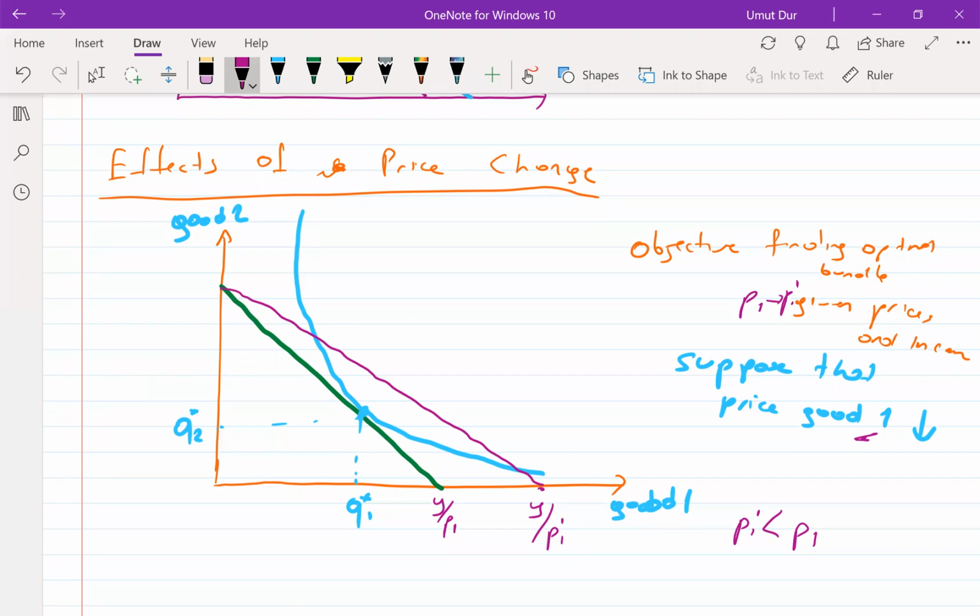Let's think about it. What will be my optimum bundle? What will be the change? What will be the effect of this change in the price? What will be the effect of this decrease in the price of good 1 on my optimum bundle?